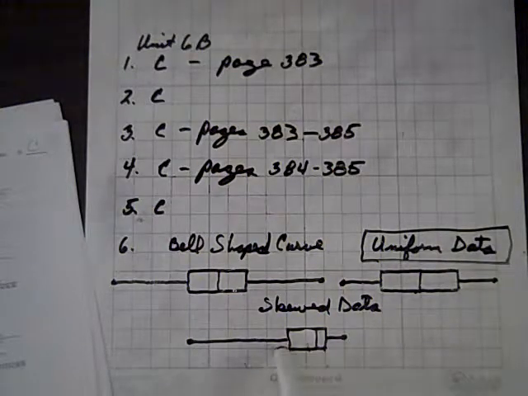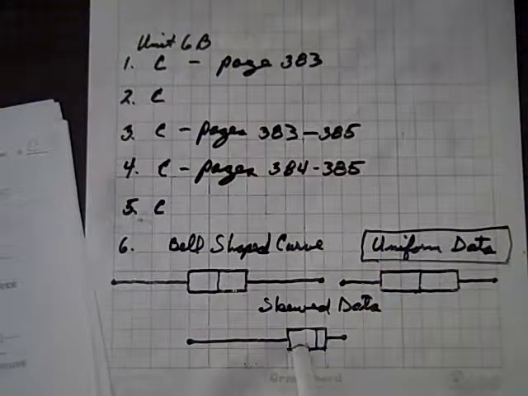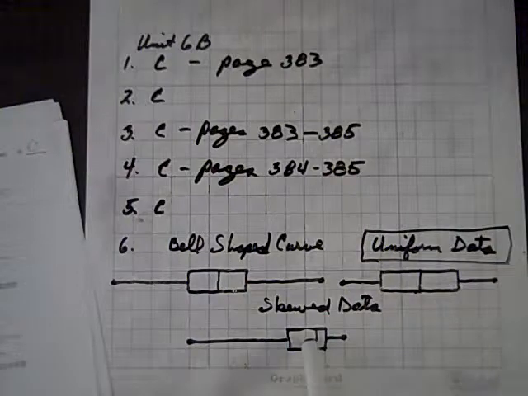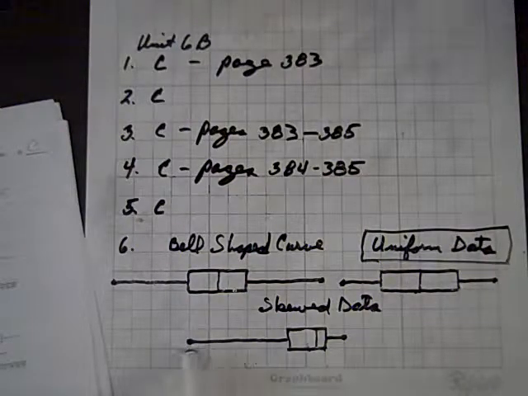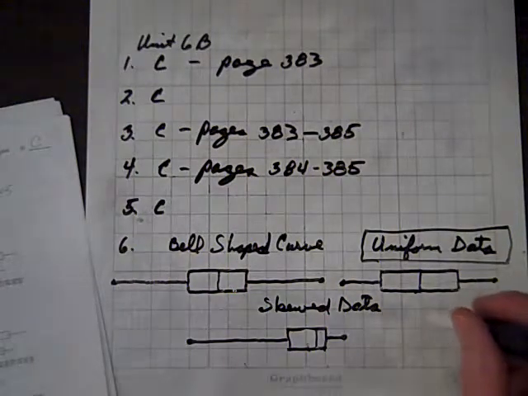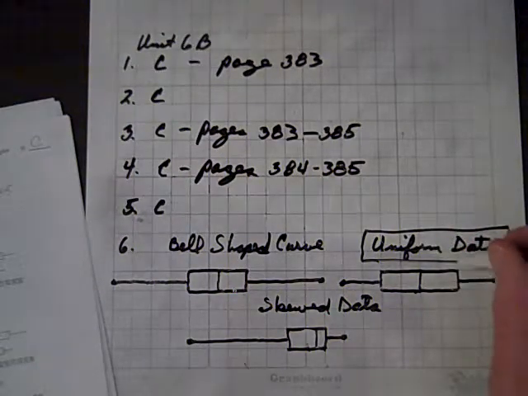For skewed data, we're going to have the bulk of our data values to the right or left, depending on whether you're left skewed or right skewed. I'm left skewed here, and you're going to have one long whisker going to the left because I've drawn an example of a left skewed box plot. And by the way, the data they're talking about would be uniform for question 6.